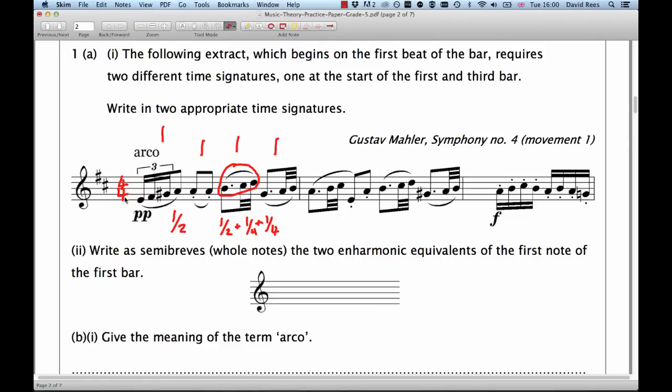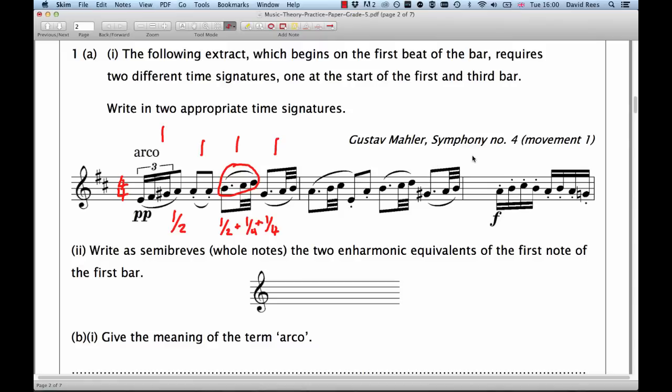And the next bar is the same. If we go through, we can actually see that figure again lots of times, this same one from before. We see that again here. 2 quavers, which add up to 1 crotchet beat again, another crotchet beat here with this figure, and another crotchet beat here with this figure.